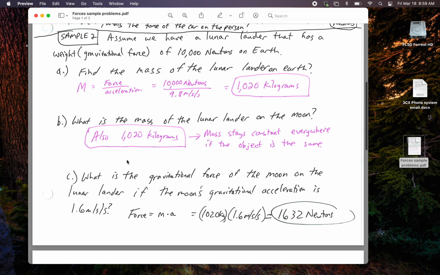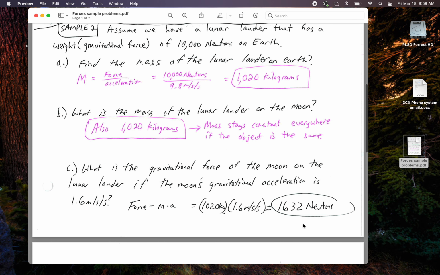For C, what's the gravitational force of the moon on the lunar lander if the moon's gravitational acceleration is 1.6 meters per second per second? So we'll go back to this version of the formula. We know the mass, 1,020 kilograms, and the moon's gravitational acceleration is 1.6 meters per second per second, so that's around 632 newtons. General formula, plug in numbers with units, circle answer with units.